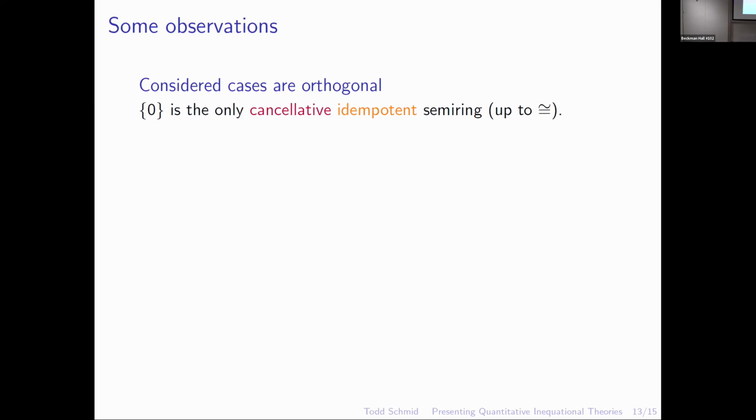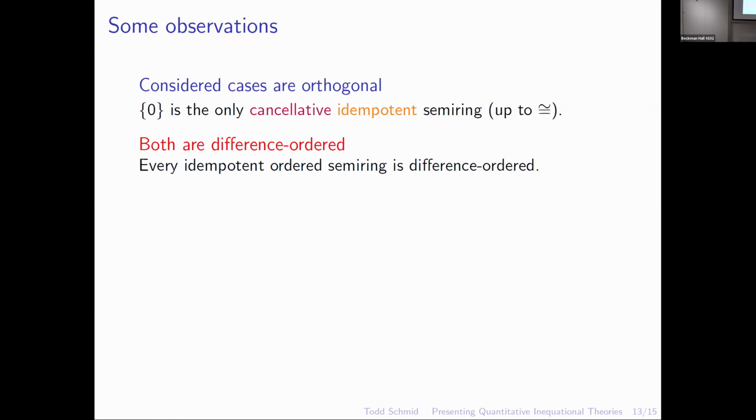Just a few observations before I wrap up, because everyone likes a talk that goes quickly. These two cases I've considered are actually kind of orthogonal in a sense. If I assume my semi-ring P is not only cancellative, but also idempotent, then that semi-ring is 0. There's only one ordered semi-ring that is both cancellative and idempotent. So I've got two completely different directions going in this theorem. Another weird feature of the examples I've considered up until now is that they're actually all difference ordered. So idempotency implies difference order.